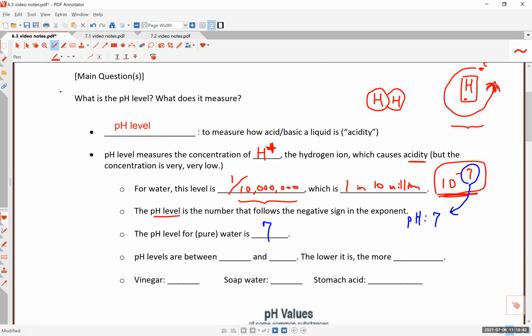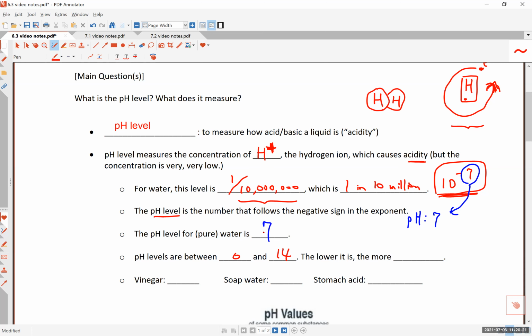Now if the number gets bigger, 8, 9, 10, let's say 10 to the -10 happens to be 1 in 10 billion. That's a very little concentration level, and that makes the solution very basic. So the larger the number is, the fewer hydrogen ions are in the solution, and that makes the solution more basic. The pH levels are between 0 and 14.